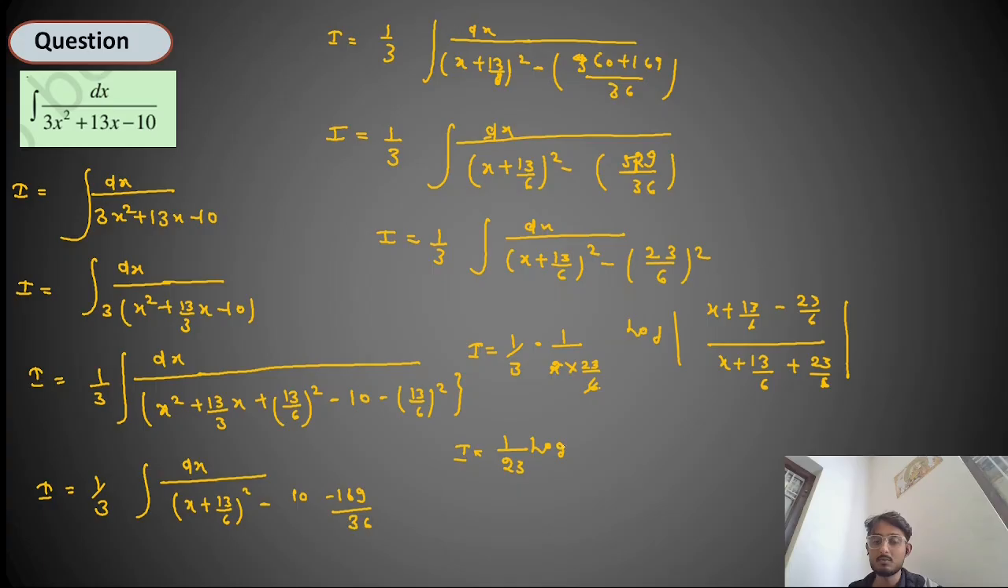log. When you subtract 23 and 13 by 6 you will get x minus 10 by 6, and here you will get x plus, when you add 23 and 13, 36 by 6. This will be cancelled out and you can multiply here. Okay, and you will get the final answer plus c.